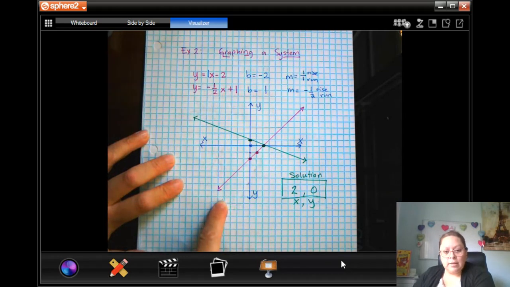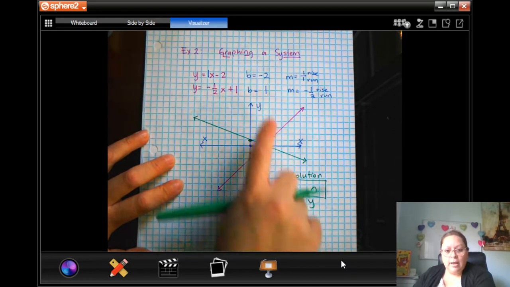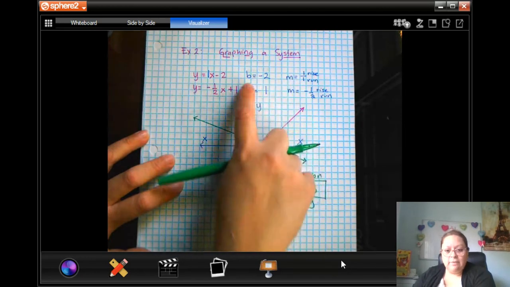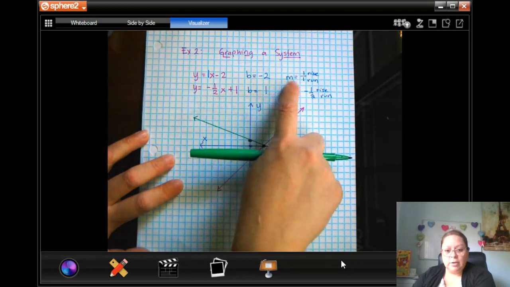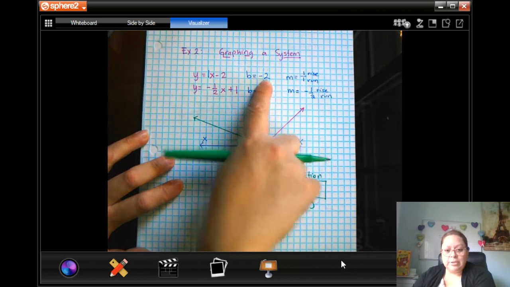All right, guys, that's pretty much it. I hope you understood this one. The intersection is the solution, and whenever you graph an equation, you're looking for the y-intercept and the slope, okay? Remember to graph your y-intercept first and then the slope.